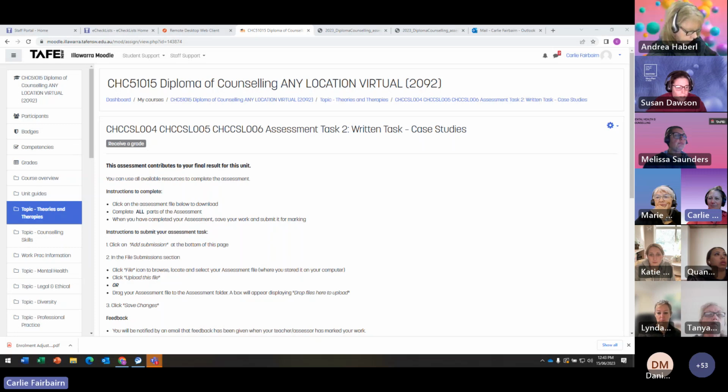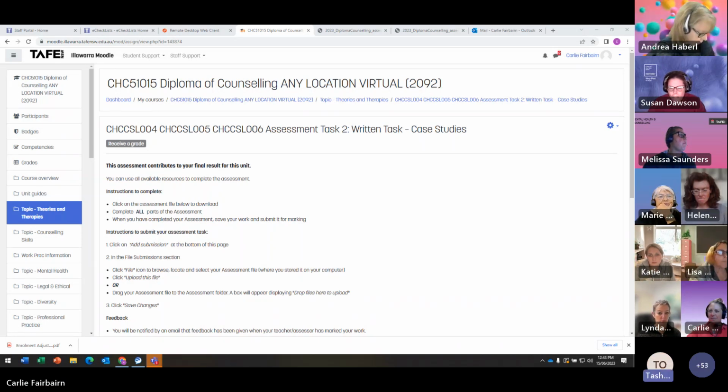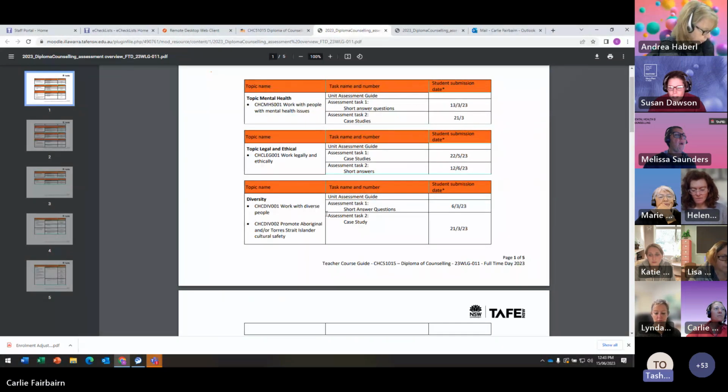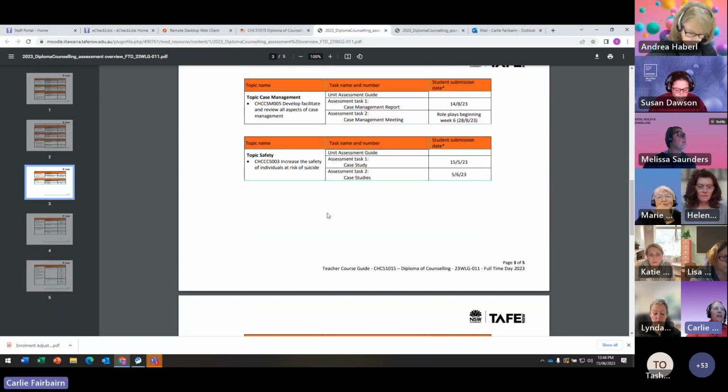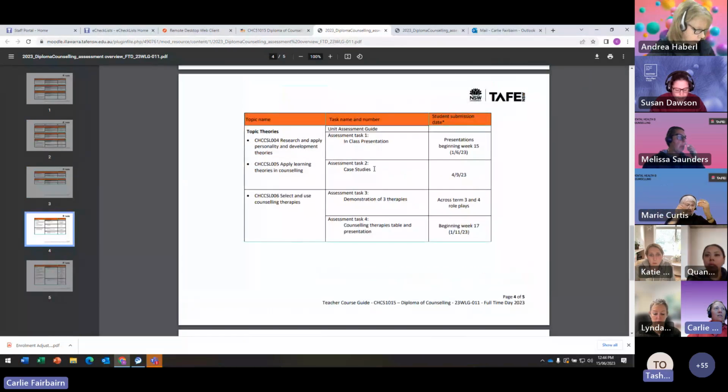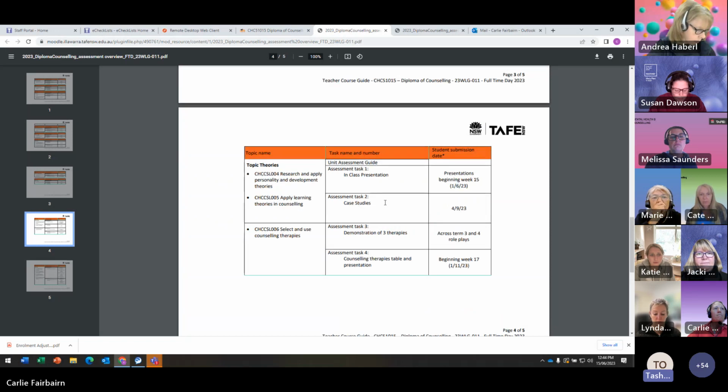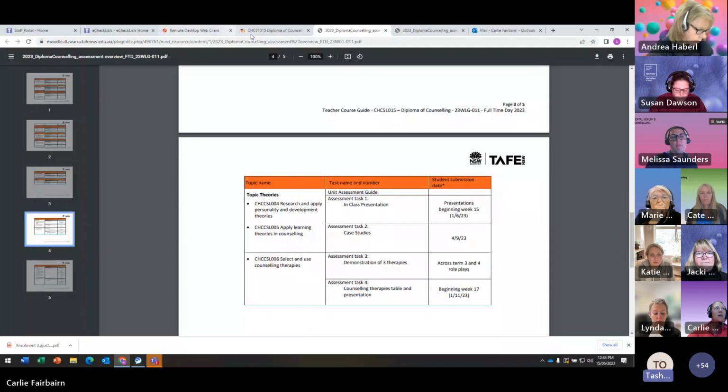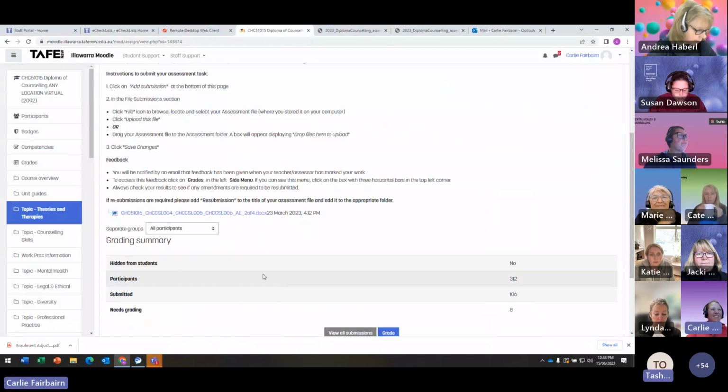Tasha, you got your hand up? Yeah, sorry, is there an assessment task 1 that's due 23rd of this month? I thought I saw that, for Theories and Therapies? Yes, I believe assessment task 1 was the presentation. Yep, but I thought I saw something right under the assessment task 2 for this subject that said the 23rd of June. Oh, okay, sorry, my bad. Already done. Okay. Yeah.